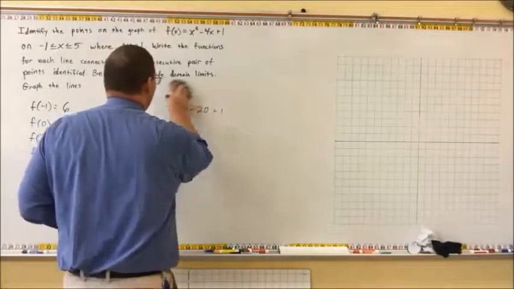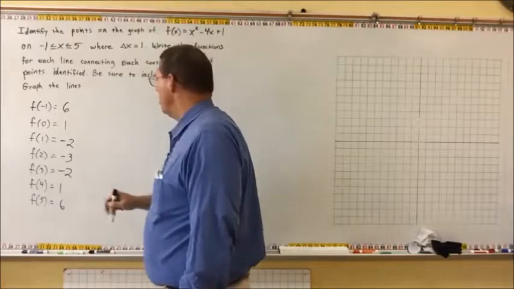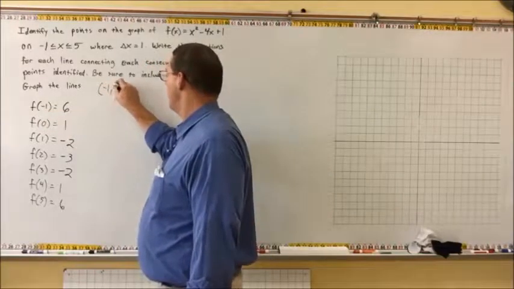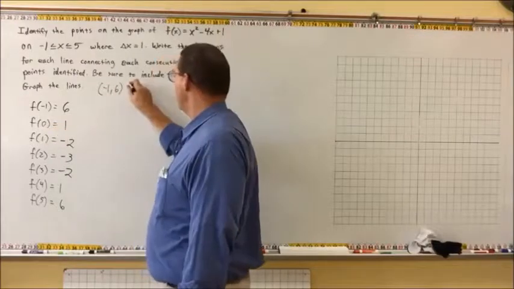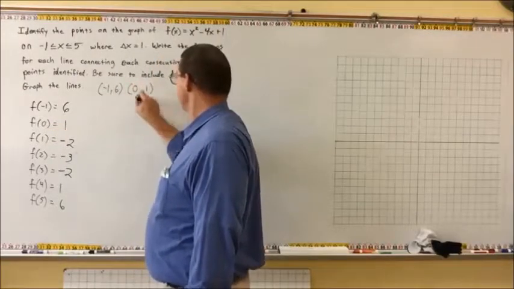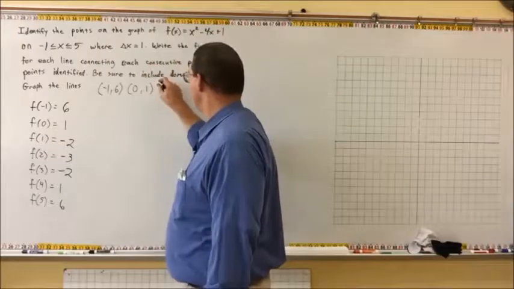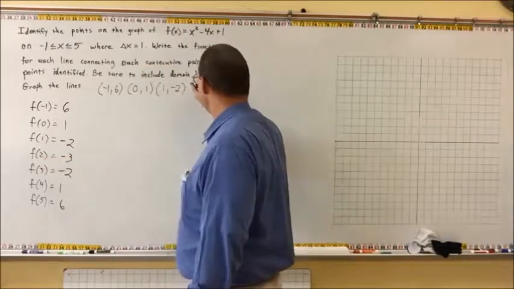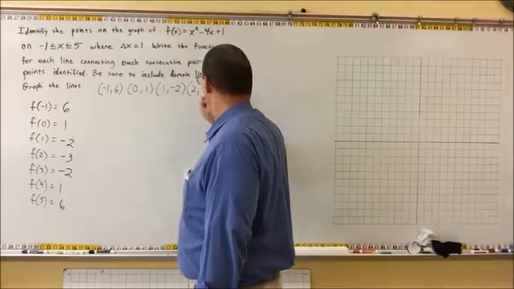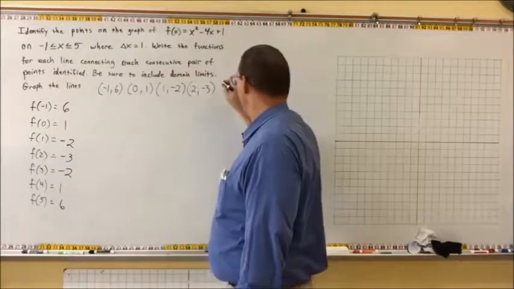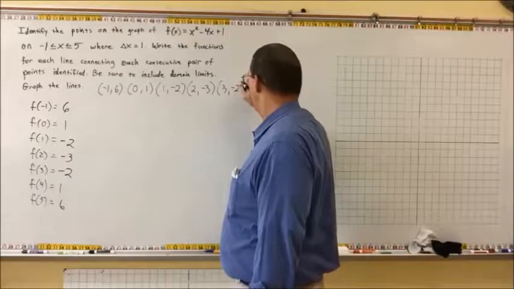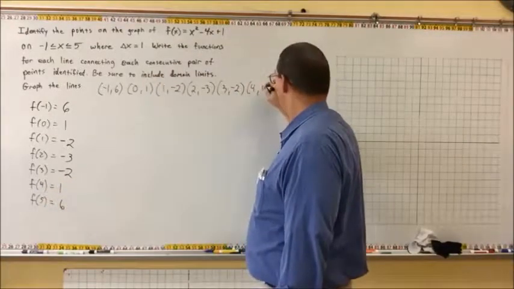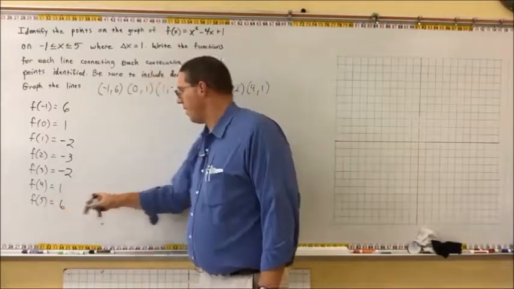So here's all the points that we have. We have the point negative 1 and 6. We have 0 and 1. We have 1 and negative 2. We have 2 and negative 3. We have 3 and negative 2. We have 4 and 1. And we have 5 and 6.